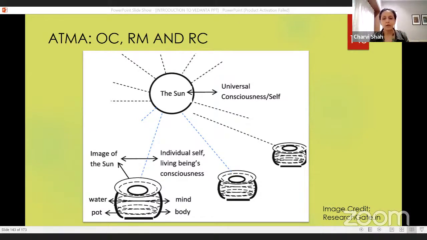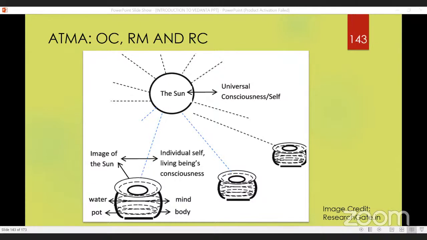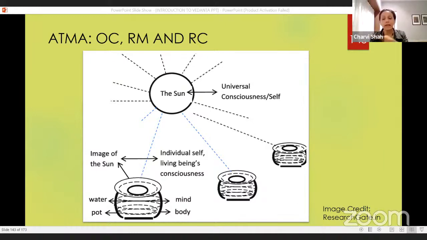Now the question is, when will this reflection of the sun be really, really clear, as good as the original sun? When will this reflection be as clear as the original sun? Yeah, when it reflects the whole. Yeah, but when can it reflect absolutely as it is?